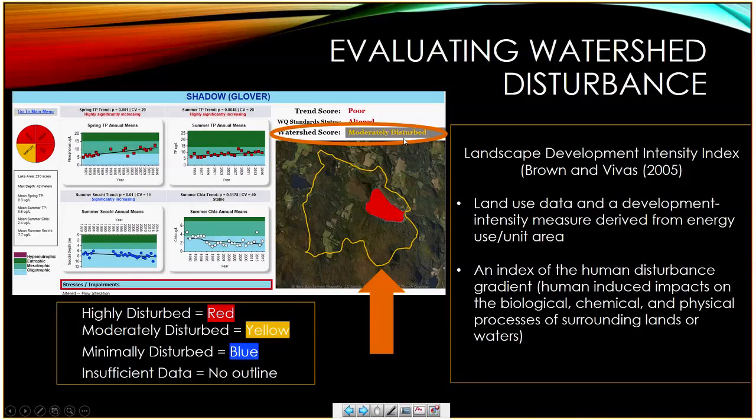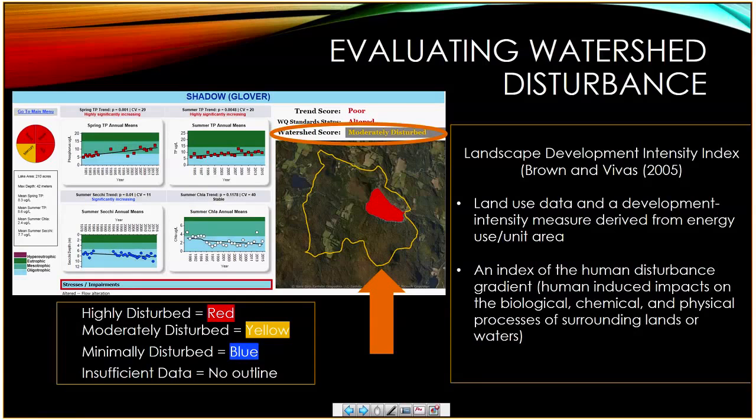And again, we use 3 categories. Highly disturbed lakes will have red text. Moderately disturbed lakes will be yellow. Minimally disturbed will be in blue. And you'll also notice that the outline of the watershed is colored, and that corresponds directly to that watershed disturbance value.